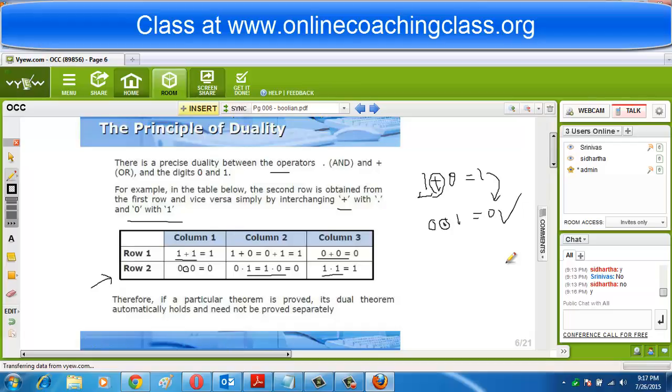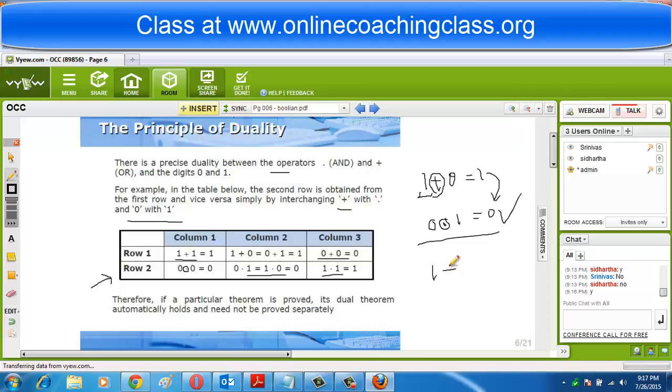I'm a bit not clear. In the top it is a 1, and in the bottom it is 0. By the output, the result will not be the same. Everything will be complemented.